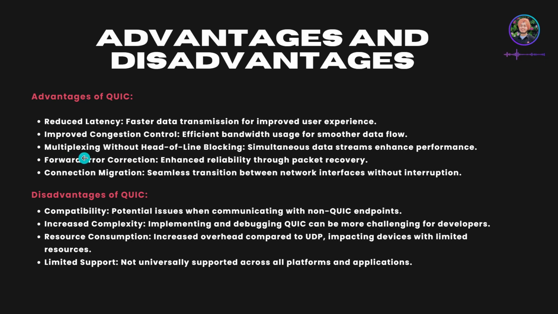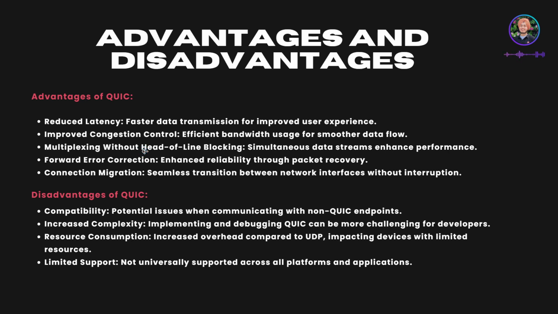The next advantage of using QUIC is multiplexing without head-of-line blocking. Unlike TCP, which suffers from head-of-line blocking issues, QUIC allows for multiplexed operation, where packet loss or delay on one stream does not affect the progress of other streams, leading to improved performance. The next advantage of using QUIC is forward error correction. We have discussed this in detail in our previous slide, and also connection migration that we have discussed. So these all were the advantages of QUIC.